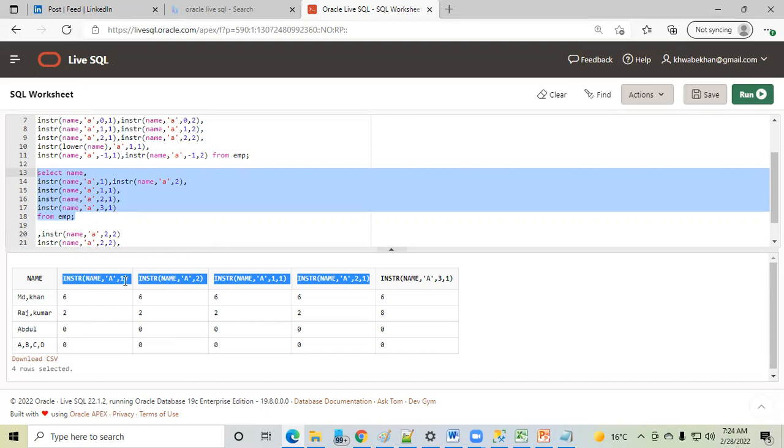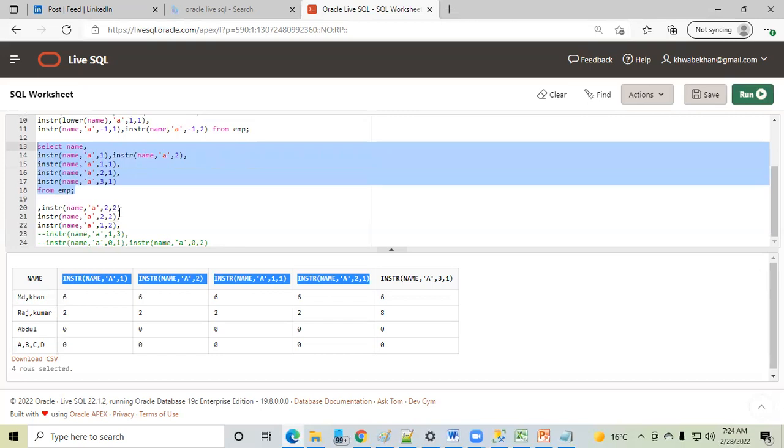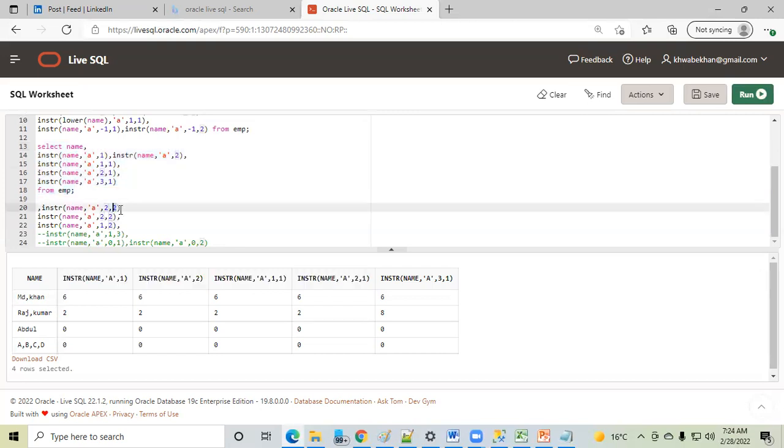But if you want the second occurrence, third occurrence or fourth occurrence, then you have to explicitly use the fourth argument and mention that. For example, here I have used the fourth argument and written 2, so the SQL will understand that the user wants the second occurrence. In this example I have written 3 in the fourth argument, so the SQL engine will understand that the user is looking for the third occurrence. So the importance of the fourth argument is clear.